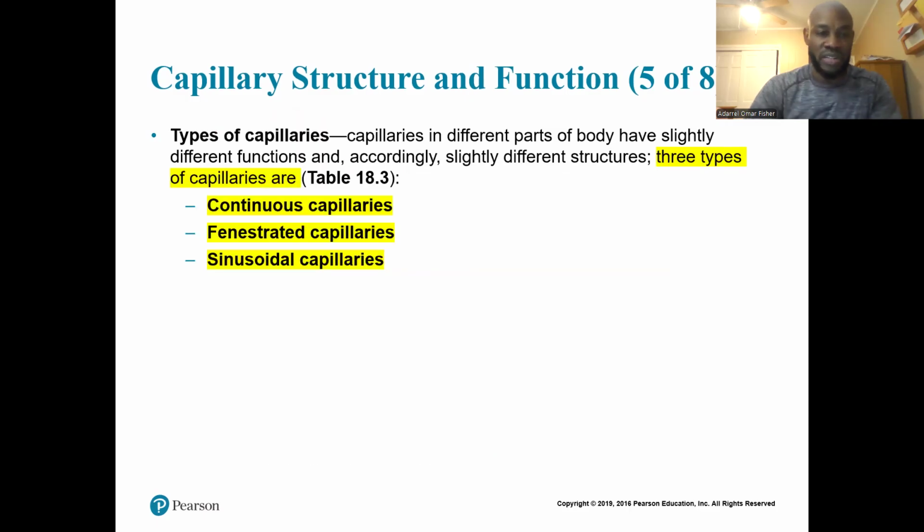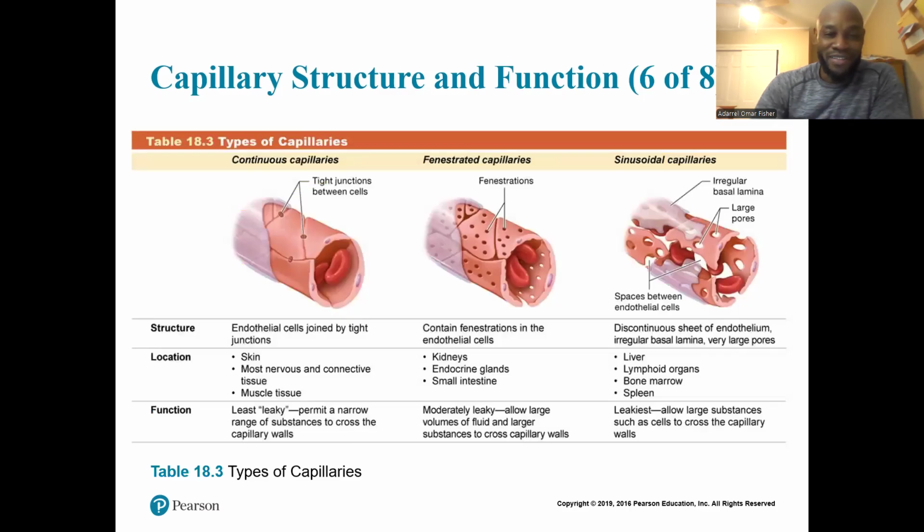Different types of capillaries: continuous, fenestrated, sinusoidal. And just think of it very simply as not leaky, more leaky, and very leaky. Right, so we have continuous capillaries located in the skin, nervous and connective tissue, muscle tissue. They're the least leaky.